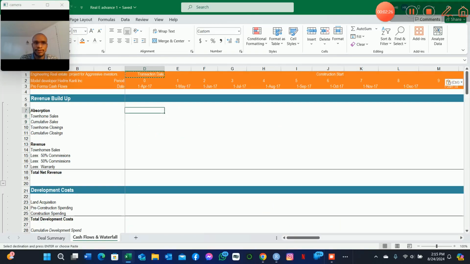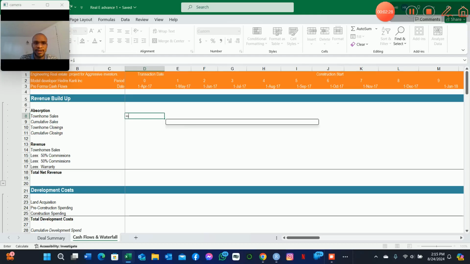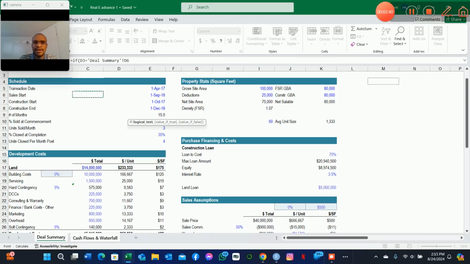So when I go back, I'm going to say equal to IF, in bracket, the date that we are in is equal to the date at which sales start, reference that cell with F4, then what we want to do is sell 35% of the total number of units. Reference everything in the deal summary section with F4.